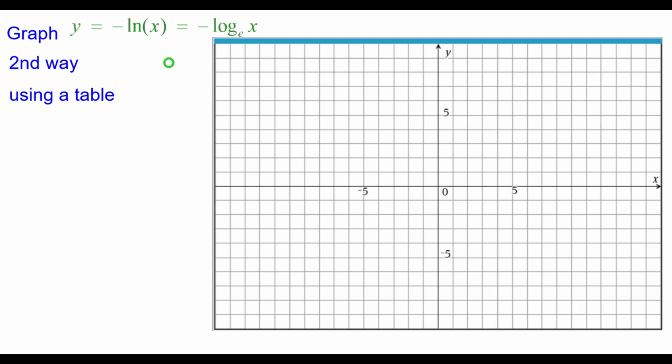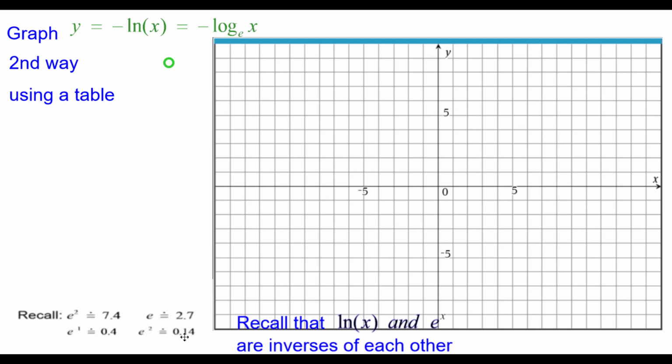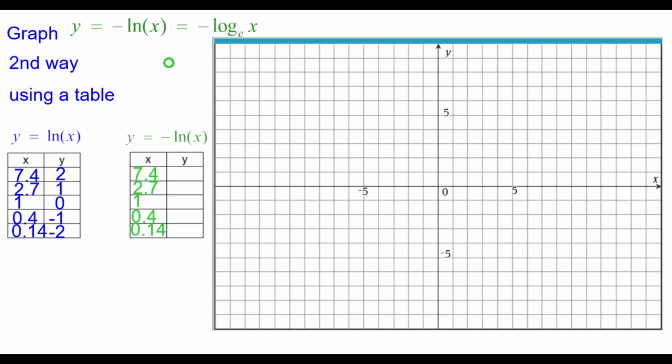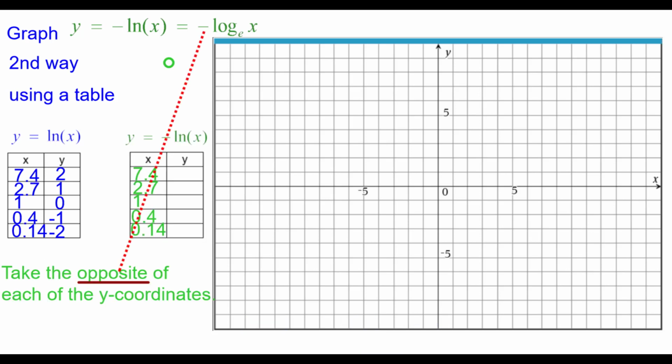Second way, using a table. Again, recall that the natural log function and e to the x function are inverses of each other. And these are the powers of e that we're supposed to know. So when we make our table, the ordered pairs are reversed. The x and y coordinates are reversed. We need to take the opposite of each of the y coordinates, leaving the x coordinates the same.